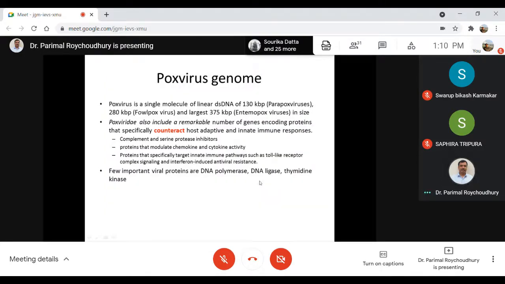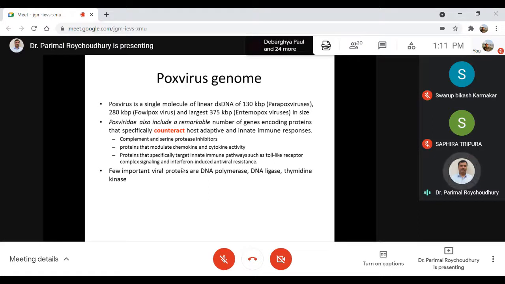So what we understand about the genome and physiology of pox virus is that they carry numerous proteins, a minimum of 100 proteins in every pox virus structure, and they can code for all these different proteins, even 100 to 200 depending on the species. Some of these proteins counteract the host adaptive and innate immune response. In different ways, they can be inhibitors of complement, or they may modulate the chemokines, and so on. So with the help of all these viral proteins, they are able to establish infection in the host.